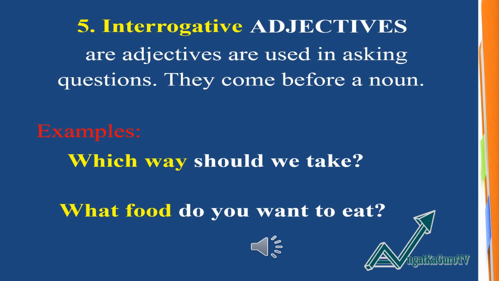And number 5, interrogative adjectives. Interrogative adjectives are adjectives used in asking questions. They come before a noun. Example: which way should we take? Number 2, what food do you want to eat?